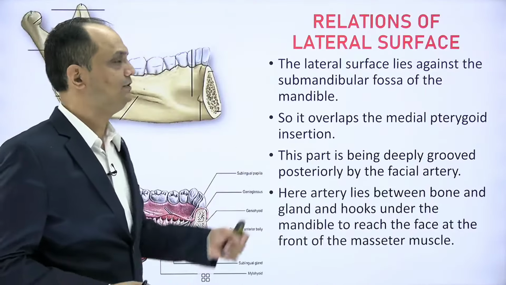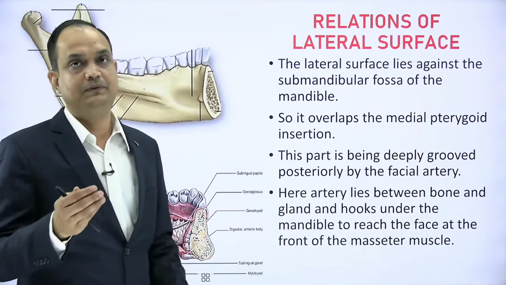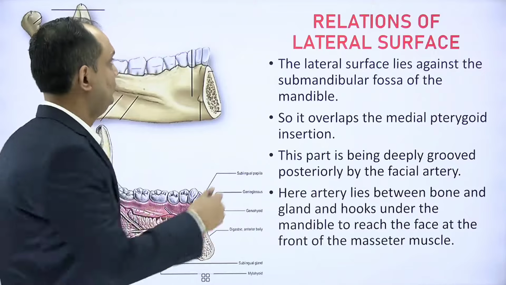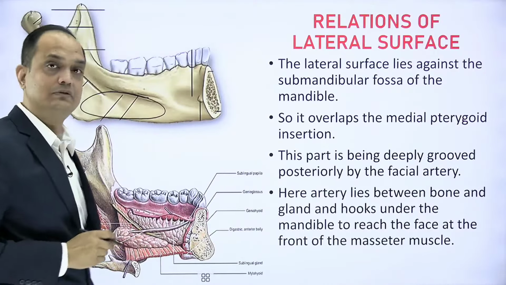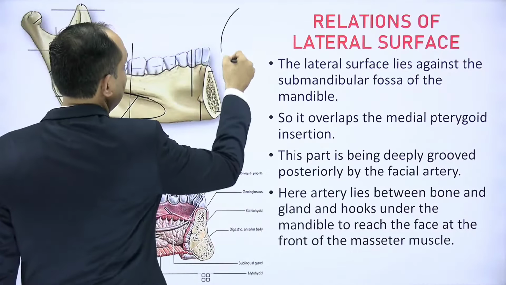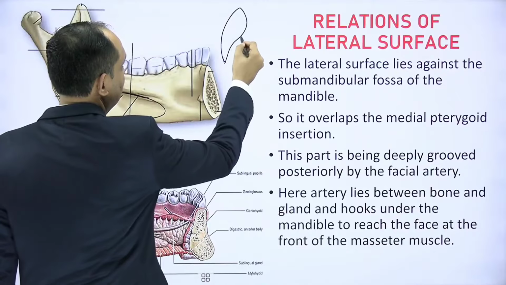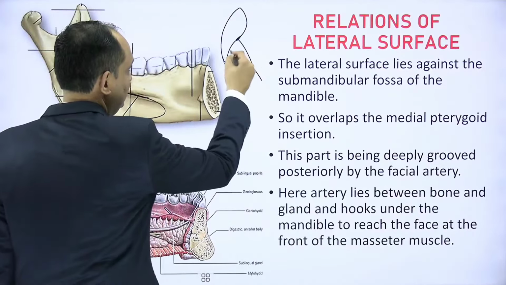Then you have the relations of the lateral surface of the gland. Now, the superficial part of the gland, I told you, lies in a fossa, and that fossa is known as the submandibular fossa. So, if you take a section, this is your bone, and on the inside of the bone this is your mylohyoid line. Here you will have the fascia, and in this area you have the gland. So, the gland has three surfaces.